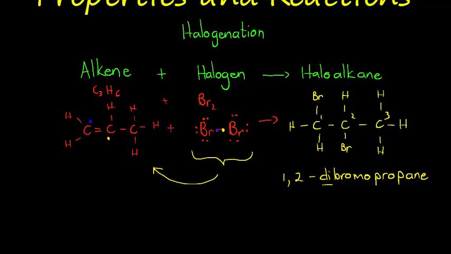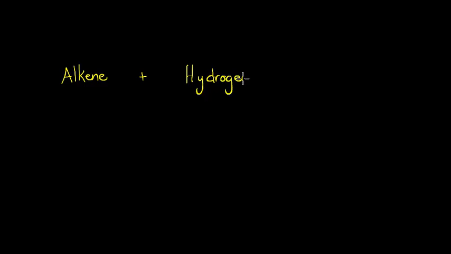That's the reaction condition. Let me show you the next one first. The next one, we're going to take an alkene, and to this alkene we are going to add a hydrogen halide, and that is going to produce a haloalkane.